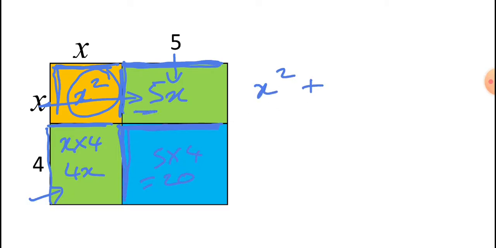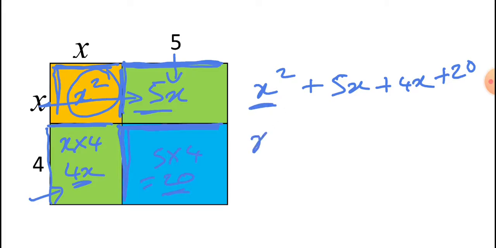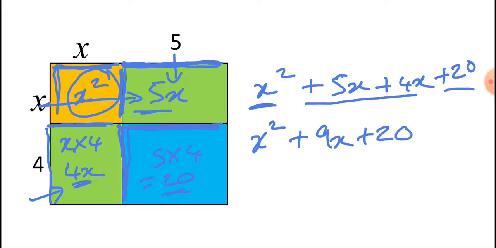So this x squared, then we add the 5x from there, we add the 4x from here, and then we add the 20, and then we just collect like terms. There are no like terms with the x squared, so we just copy it. That's the only term with the square. And then plus 5x plus 4x is plus 9x, and then plus 20. So with the grid method, I find it keeps the work tidier.